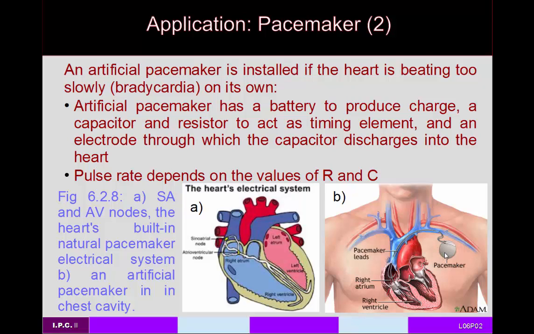The pulse rate is going to depend upon the values of the resistance and the capacitance of this pacemaker. Basically, you charge up to a certain voltage, a certain charge on the capacitor, and then you discharge. And because tau is equal to RC, by adjusting the capacitance and the resistance, you can affect what the timing rate is.